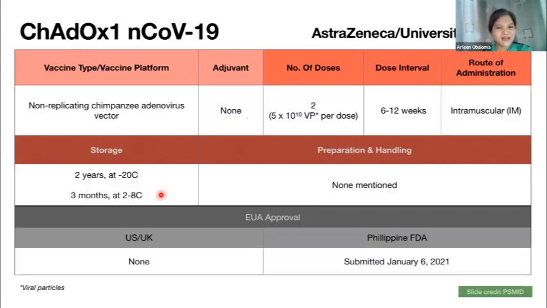For the AstraZeneca, which is an inactivated vaccine, it uses an adenovirus. The vaccine is also given in two doses, and the interval is between 6 to 12 weeks, and they have said that a longer interval confers better immunogenicity. It's also given intramuscularly. There has been no EUA approval in the UK and the US, but they already submitted for approval in the Philippines.